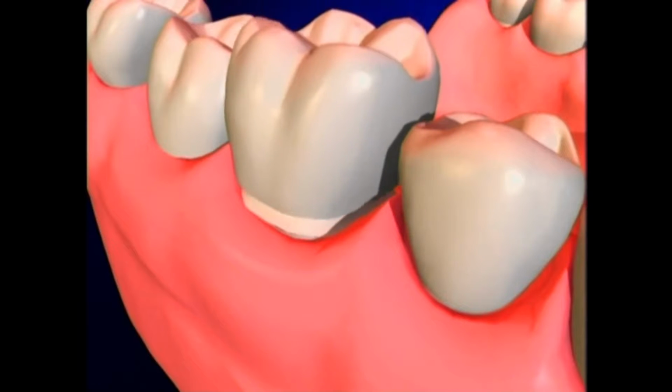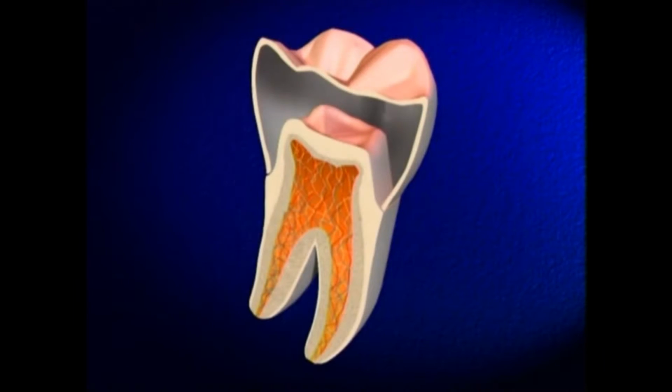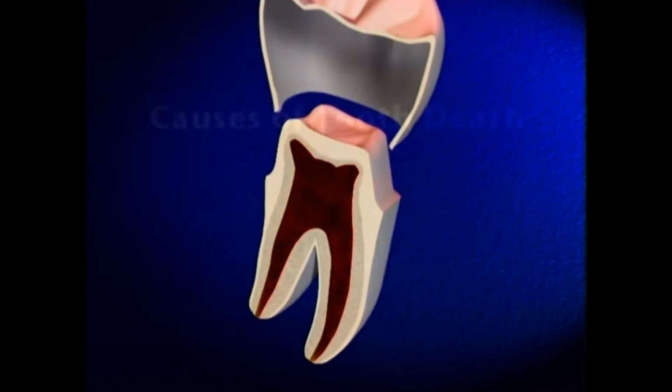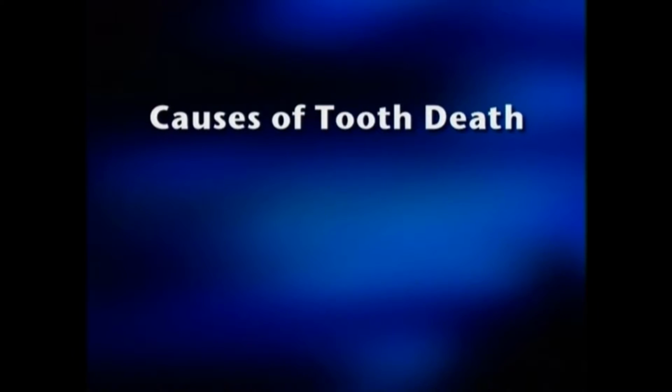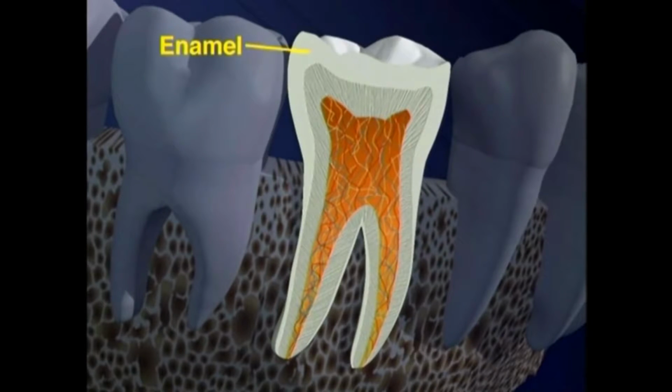Anytime a tooth has been damaged and needs a restoration, including a crown or a filling, there's a possibility that the tooth pulp has been injured and will eventually die, resulting in the need for a root canal to save the tooth. Teeth die for various reasons: a blow to the tooth that causes pulp damage, germs infecting the tooth pulp, and sometimes, for no apparent reason at all.